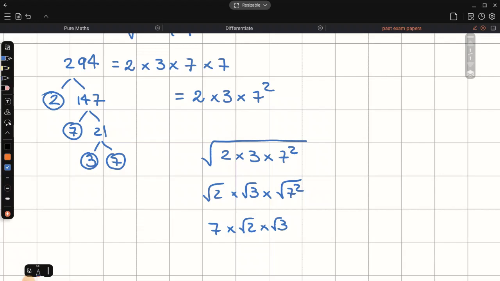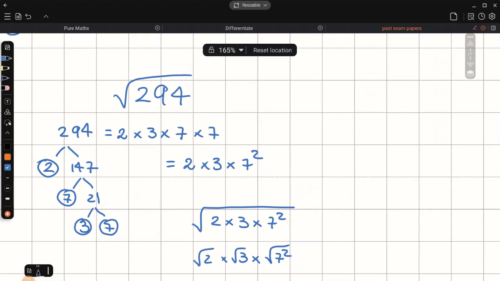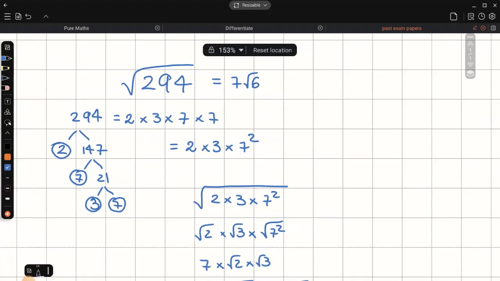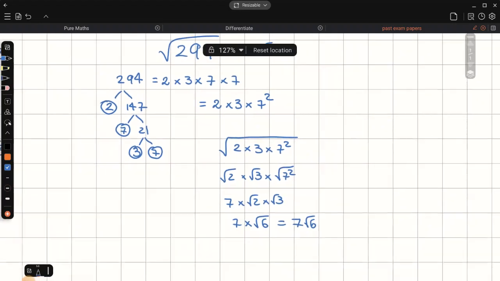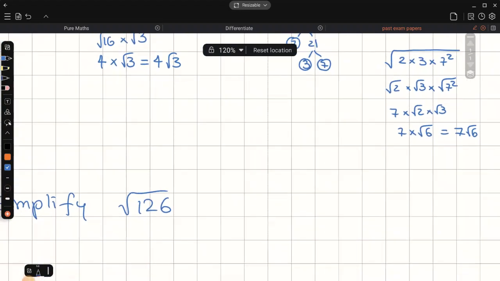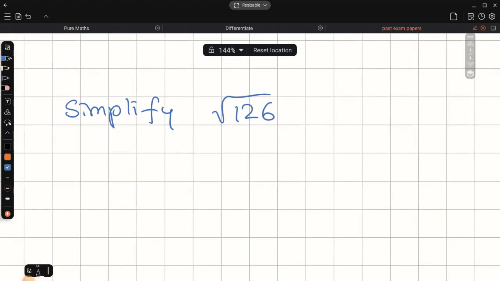We know that root 2 times root 3 gives us root 6. And then if we multiply 7 by root 6, that's going to give us 7 root 6. So our final answer will be 7 root 6. So we can see that using the prime factor method makes it much easier to simplify that surd. Now let's do one more question.